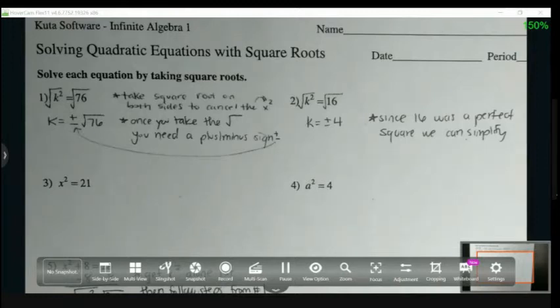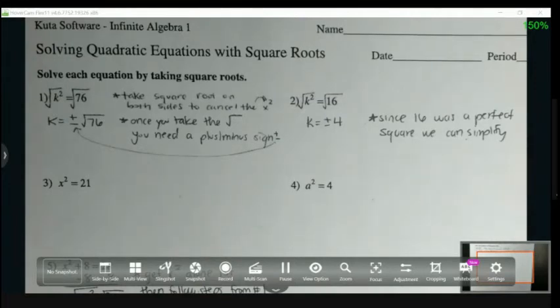Today I'm going to walk you through solving quadratic equations using the square root. Remember that the square root means that a number times a number equals that example. So for number 2, the square root of 16, what number times itself equals 16? Well, that's 4. 4 times 4 is 16.